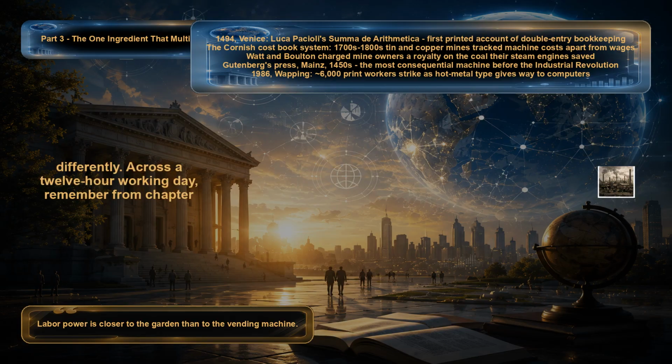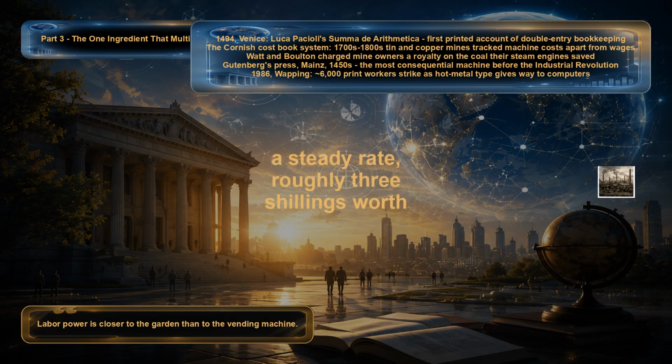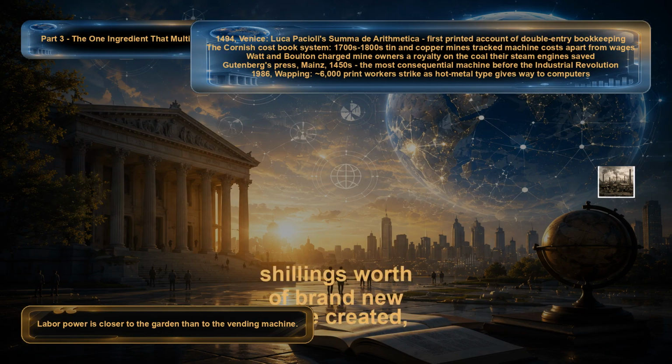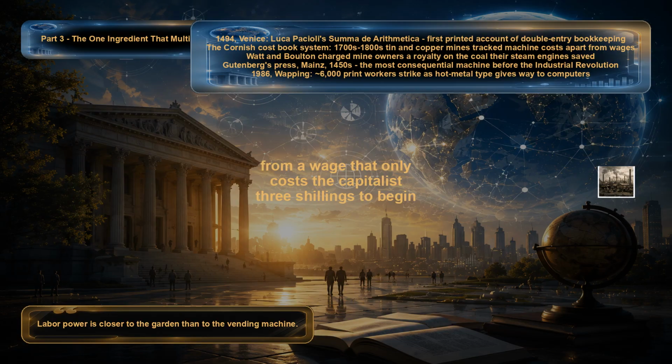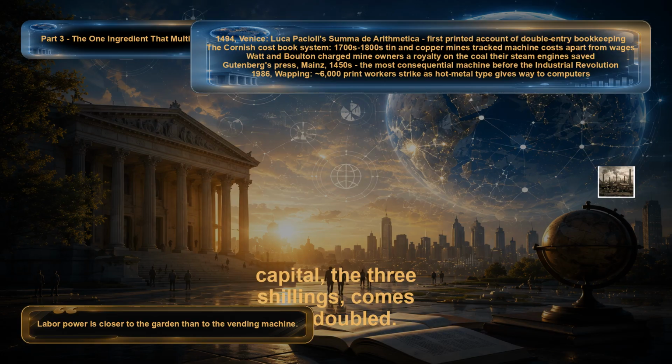Across a 12-hour working day, remember from Chapter 7, the spinner's labor adds new value at a steady rate, roughly 3 shillings worth every 6 hours. Over the full 12 hours, that adds up to 6 shillings worth of brand new value created, from a wage that only cost the capitalist 3 shillings to begin with. So the constant capital, the 12 shillings, comes out of the process exactly as it went in, but the variable capital, the 3 shillings, comes out doubled.